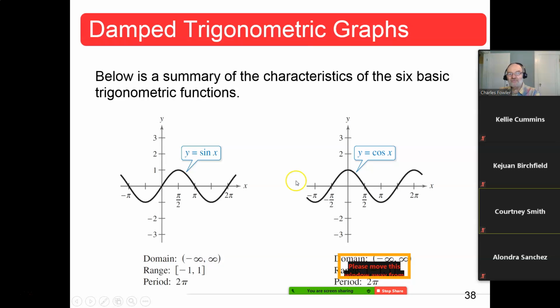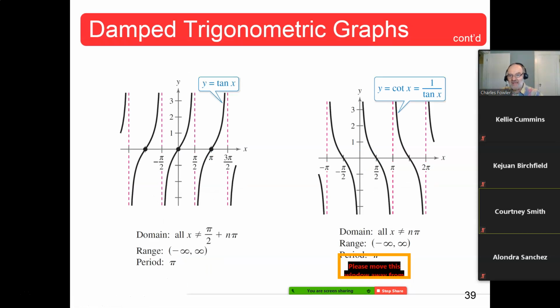Okay, cosine, only difference is it starts at 1 and goes down. Remember, everything's positive in the first quadrant, so it's starting at 1, it has to go down. A 0 at your half pi's, min at your pi, 0 at the next half pi, maximum at the next pi, and on and on. Opposite direction. Looks just like the sine, it's just a phase shift off. Domain all real numbers, range -1 to 1, period 2 pi.